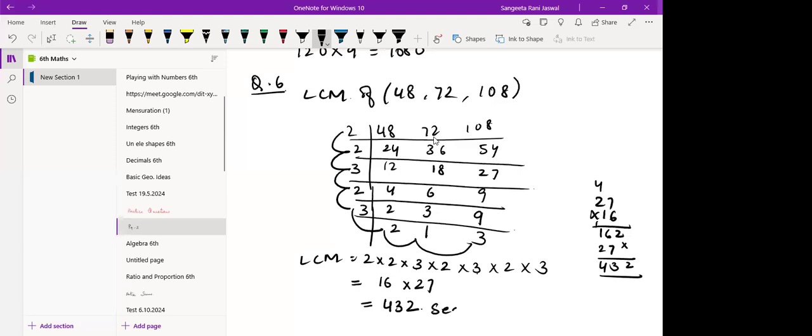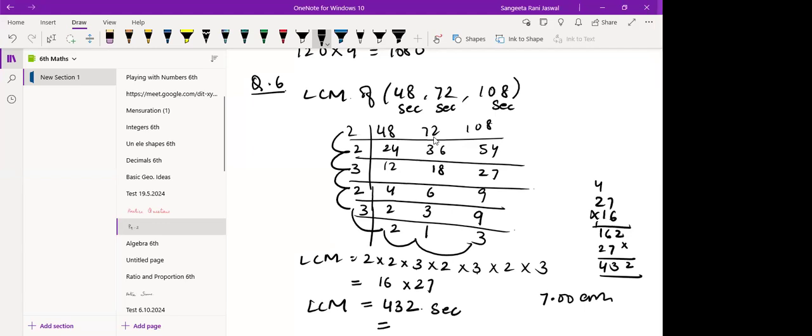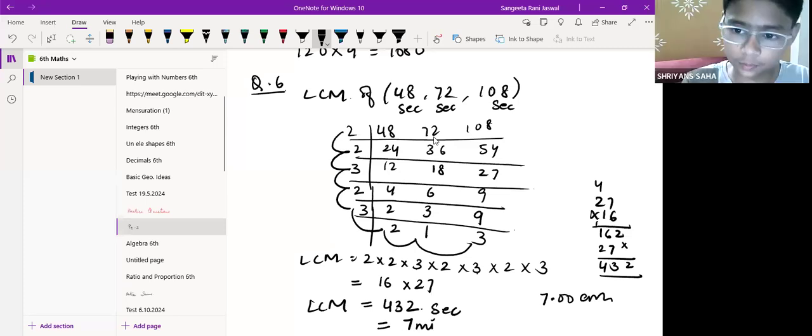Correct? Since all these timings were given in seconds, our LCM is in seconds. The LCM is this many seconds. Now, the lights first changed at 7 a.m., right? So the next time the light will change is after another 432 seconds. So 432 seconds is how many minutes? I have to divide by 60. 7 6s are 42, so 7 minutes 12 seconds. You can write it like this. Yes, ma'am, 7 minutes 12 seconds.